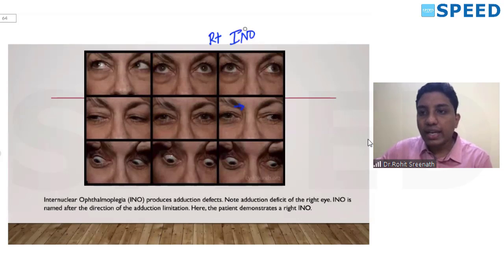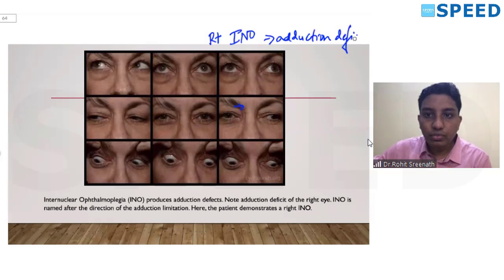INO is named after the side in which there is an adduction deficit. If the patient has an adduction deficit of the right eye, it is a right-sided INO. If the patient has an adduction deficit of the left eye, it is a left-sided INO. So the side in which there is the adduction deficit is the side of the INO. This is another important point.